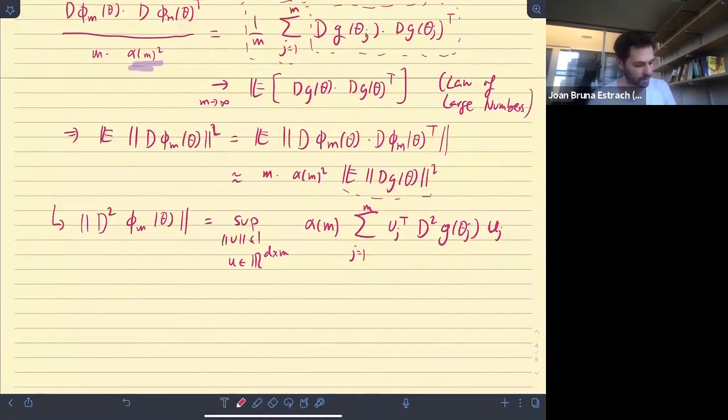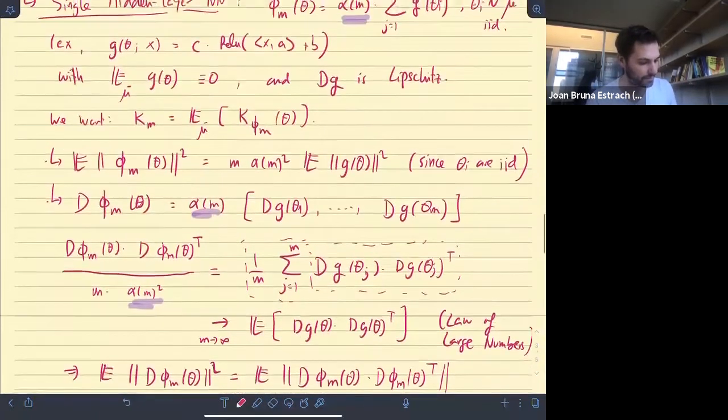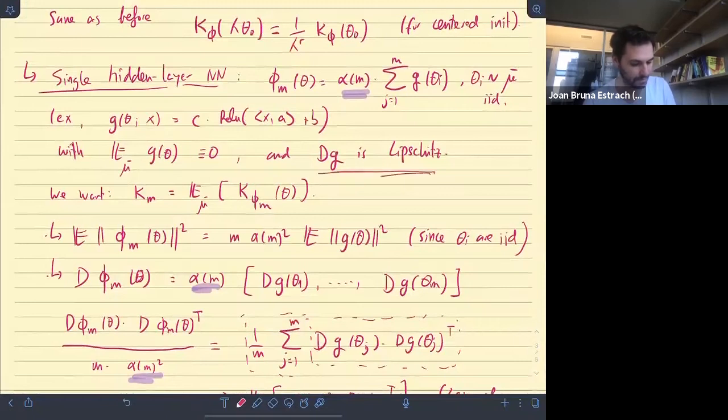Now we can just upper bound this quantity by, instead of taking the sup of the sum, taking the sum of the sup. So this is going to be alpha m, the sup with respect to theta j of the operator norm of the Hessian of g at each point. And now we use the assumption, remember what we said above, that this thing is Lipschitz.